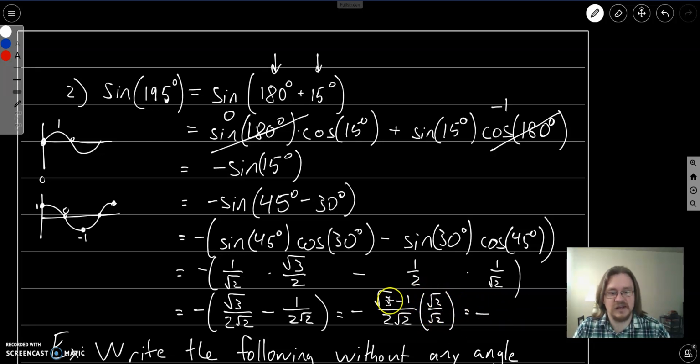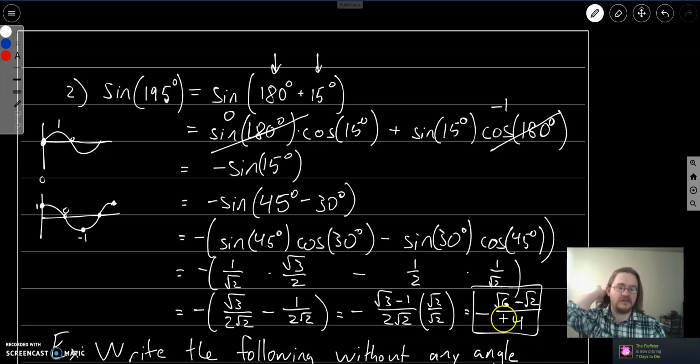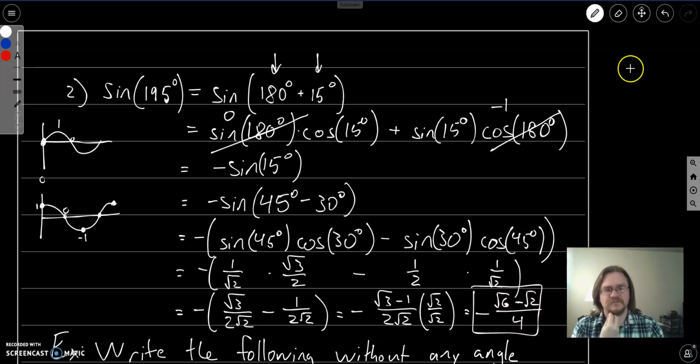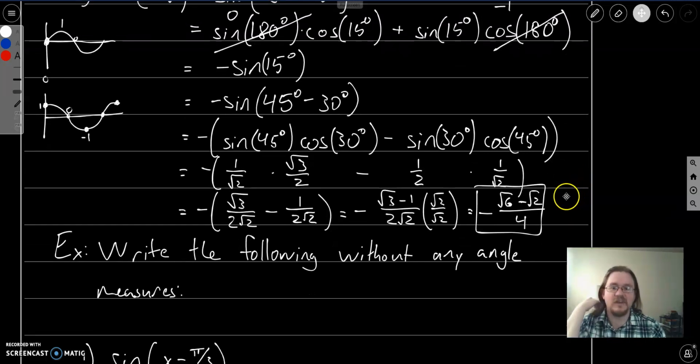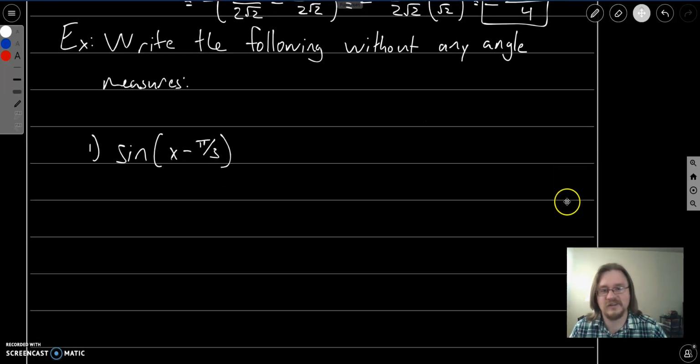to get, this will be negative. Root 3 times root 2 is root 6. 1 times root 2 is root 2. And then on the bottom, 2 root 2 root 2. Well, 2 root 2's multiplied together to get 2, so it's going to be 4. So at the end of the day, we have negative root 6 minus root 2 over 4. I hope I haven't made a mistake in there. If you do notice a mistake, let me know, and I will address that.